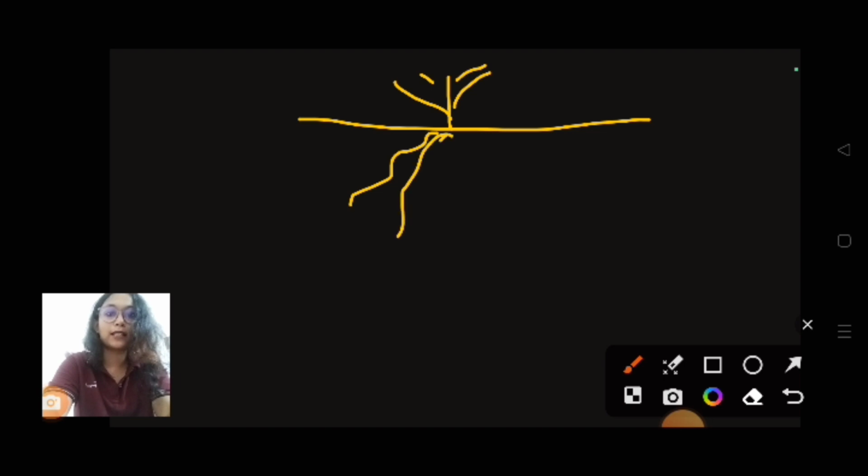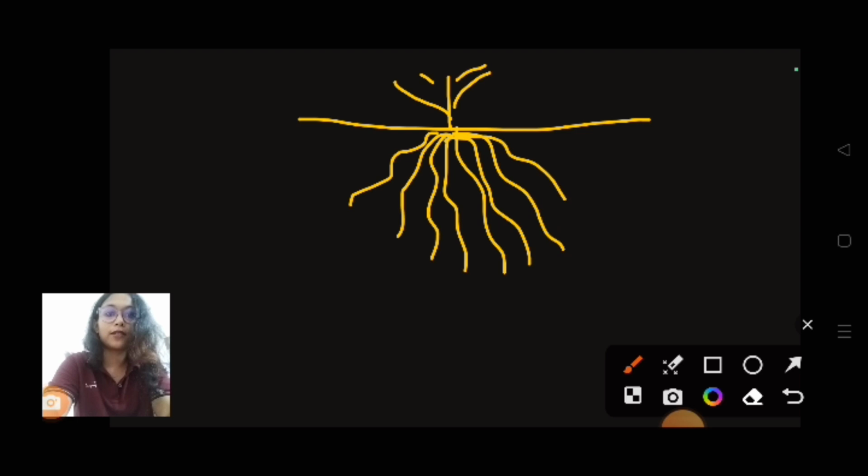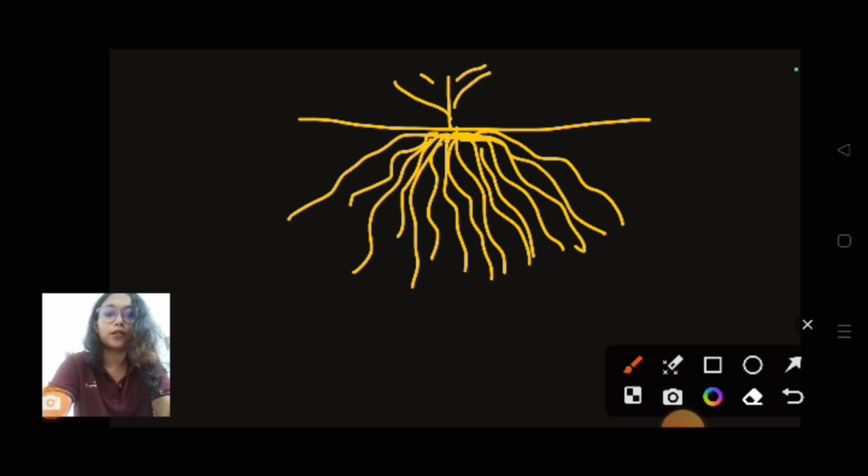So let me draw this fibrous root. So suppose this is the plant and fibrous root will be like this. Arising, every root is arising from the base of the plant. This is fibrous. And the taproot was, I'm drawing here only. Oh shit.